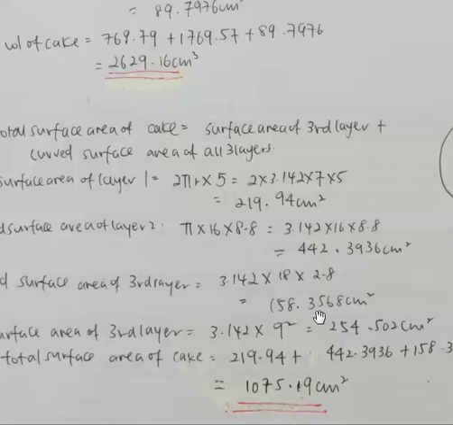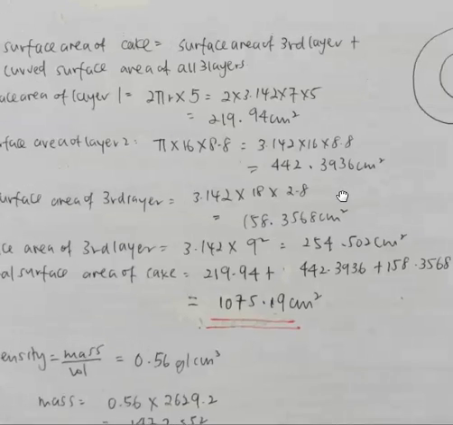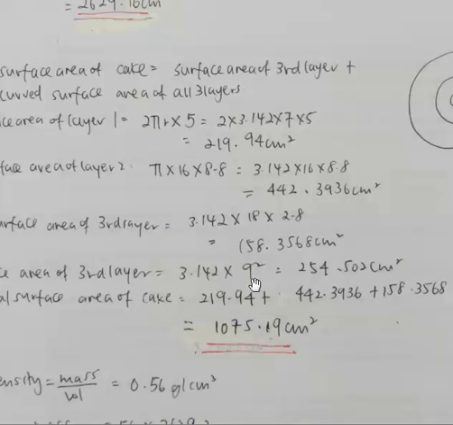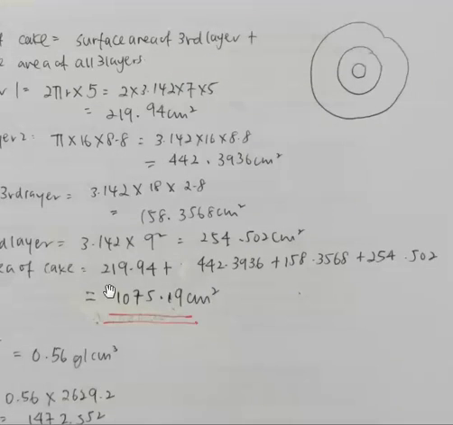And the top surface area of the third layer with the largest diameter is pi r square, where r equals 9 cm, so 9 squared times 3.142 equals 254.502 cm squared. Therefore, the total surface area of the cake is 219.94 plus 442.3936 plus 158.3568 plus 254.502 equals 1075.19 cm squared in 2 dp.